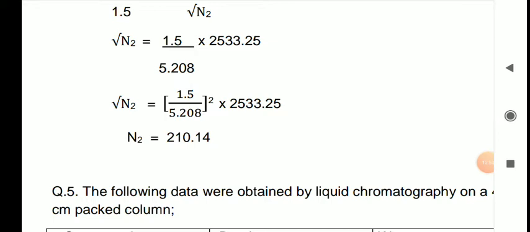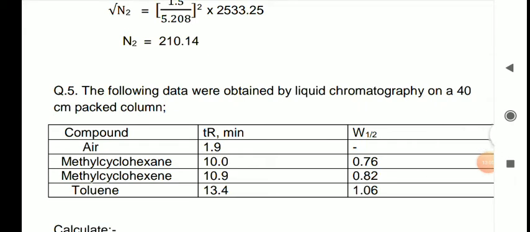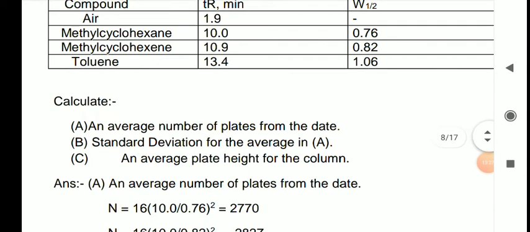Okay, now let's see the next problem. The following data were obtained by liquid chromatography on a 40 centimeter packed column. 3 compounds were there: methyl cyclohexene, methyl cyclohexane, and toluene. TR values are 10, 10.9 and 13.4, and base width is 0.76, 0.82 and 1.06. We have to calculate the average number of plates and standard deviation for the average, and average plate height of the column.